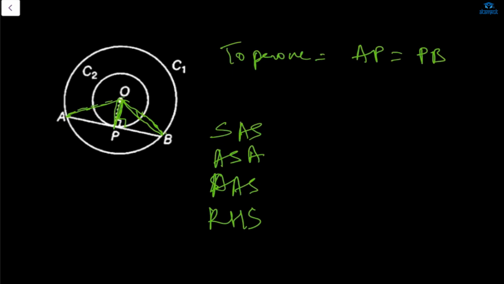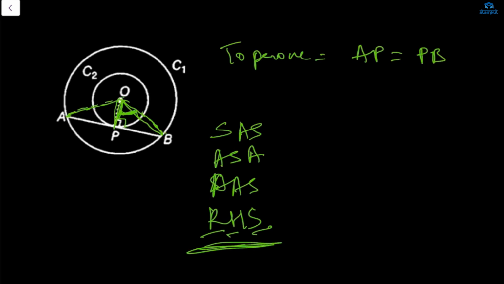For SAS, if the two sides that you are taking, then the angle should be between them. But through RHS, right angle, hypotenuse and any side, this can be proved. In this way also you can do it. And ma'am, using that we can prove that AP is equal to PB.